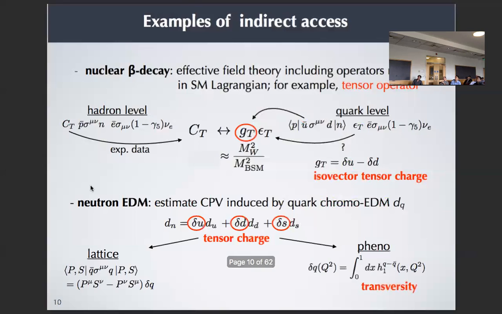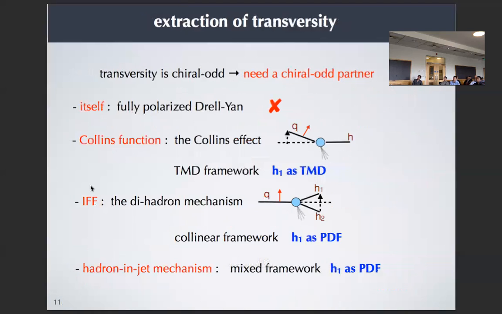Now, on the lattice, the tensor charge can be directly computed by calculating the hadronic matrix element of the local tensor operator. As I said, for the phenomenology, you need to extract transversity on the largest possible x range, and then compute the first Mellin moment in order to get to the tensor charge. Now, since the transversity is a chiral-odd object, we have to look for processes where we have a chiral partner of transversity and possibly a leading twist. So the simplest, most obvious choice is to consider transversity a partner of itself, which would lead us to consider the fully polarized Drell-Yan process, which unfortunately at the moment is not available.